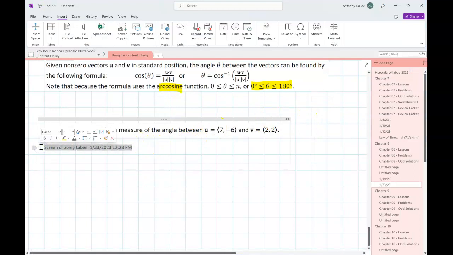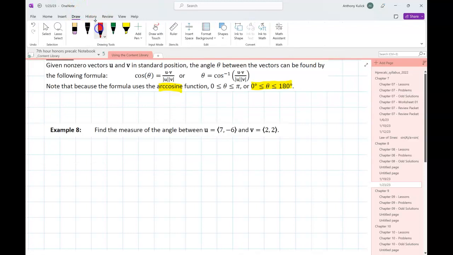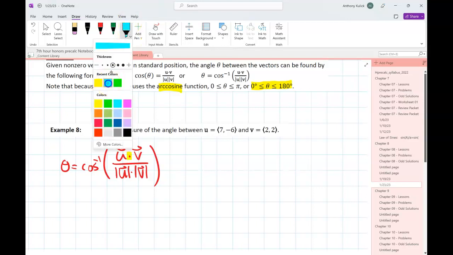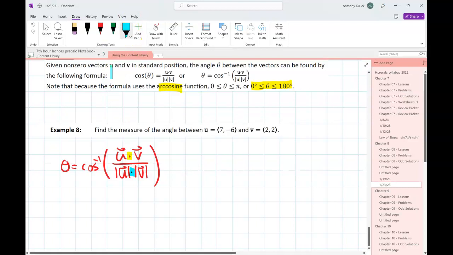So let's say we want to find the measure between the vector 7, negative 6 and the vector 2, 2. Now it's worth pointing out in this formula that you have two different multiplication dots going on here, right? The one at the top is dot product. The one in the denominator is just regular real number multiplication. So don't get confused on that.